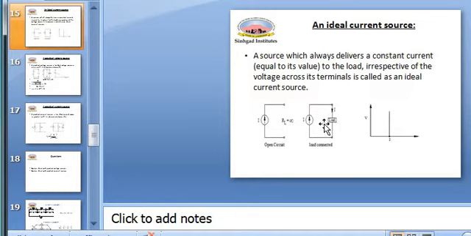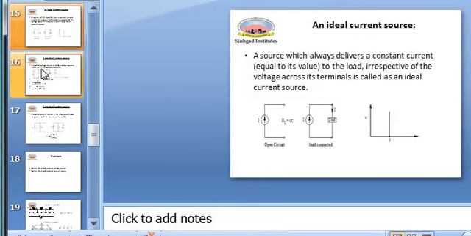As the voltage changes, this current will remain the same. You can see here, the voltage is increasing from 0 to maximum value, but this current remains constant. This is not changing along with the voltage. So, such a current source is called an ideal current source.